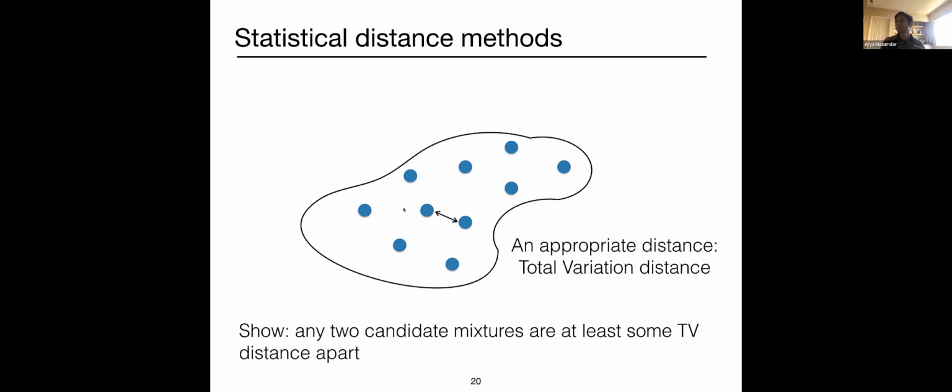You can think of any parameterized family of mixtures as points in some metric space, and you can define some statistical distance, maybe the total variation distance, between candidate mixtures. Then if you can show that any two candidate mixtures are at least some total variation distance apart, you will be able to identify them with enough samples. I'm not talking about the computational aspects here, but by just using a minimum distance estimator, you can identify them. That is the statistical distance method.